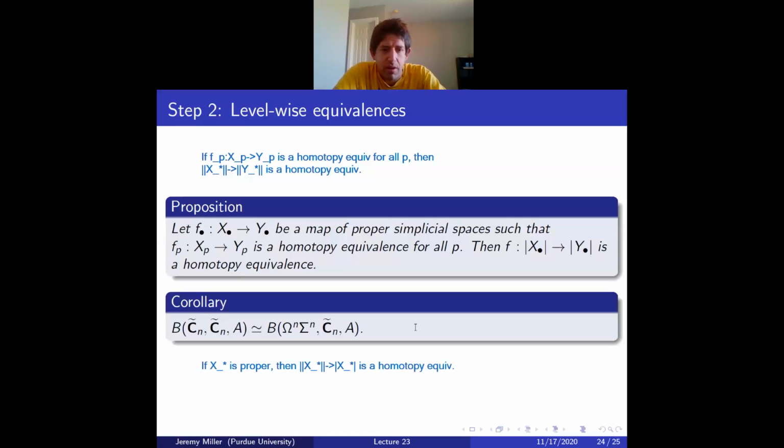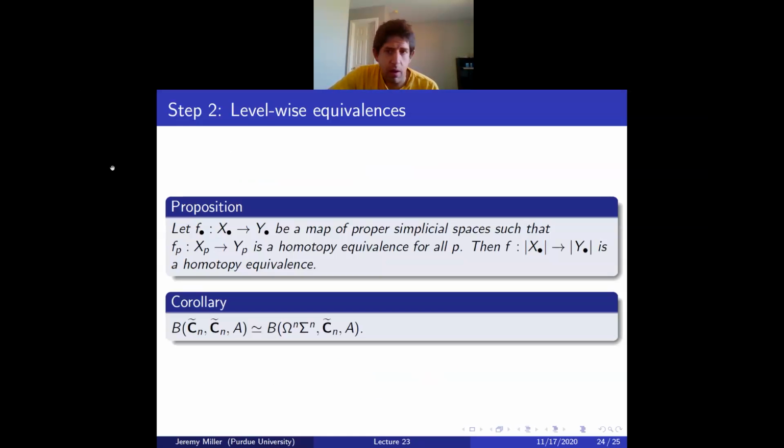There's another proposition. If X bullet is a simplicial set, then X bullet is proper. So this condition about being proper is vacuous for simplicial sets. I think if you think about it, it's just going to be that an injective map of sets is a cofibration. Yeah, okay, so this gives us this corollary, modulo some technical things.